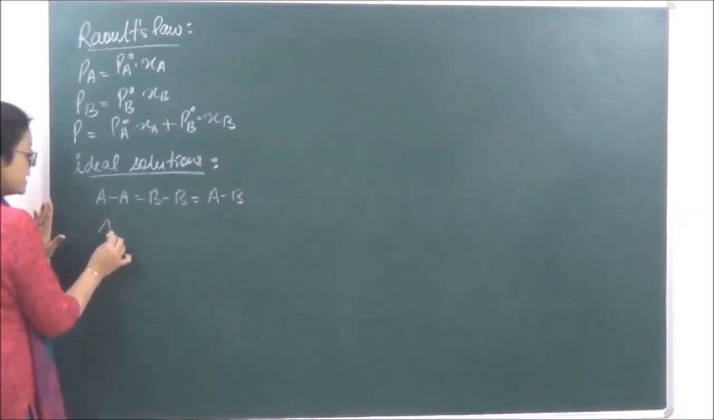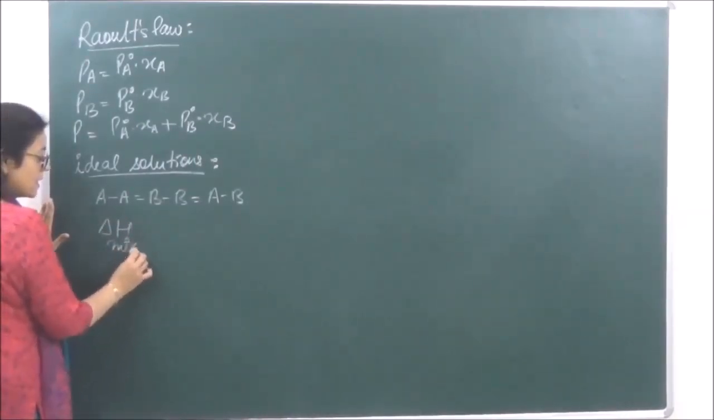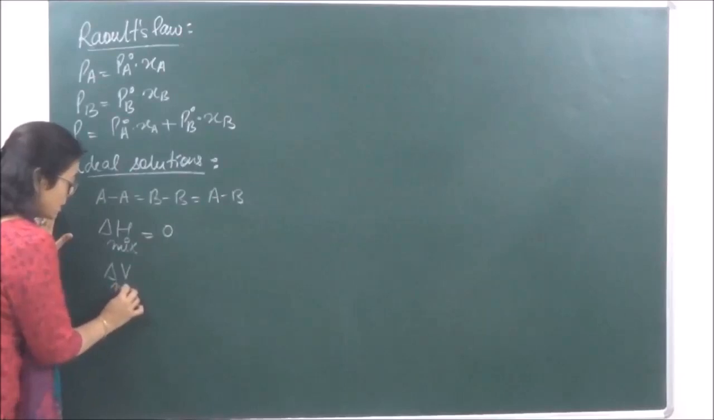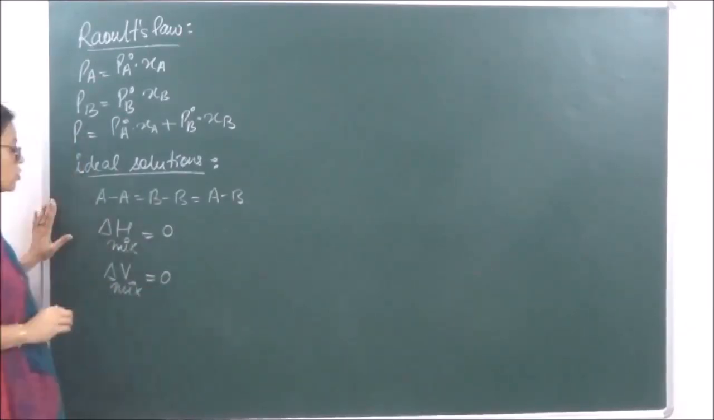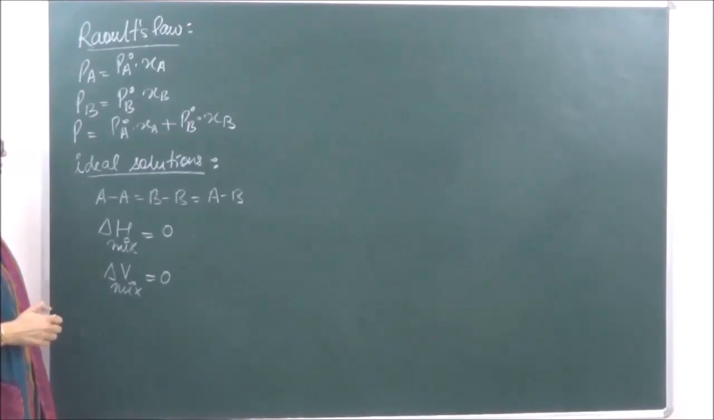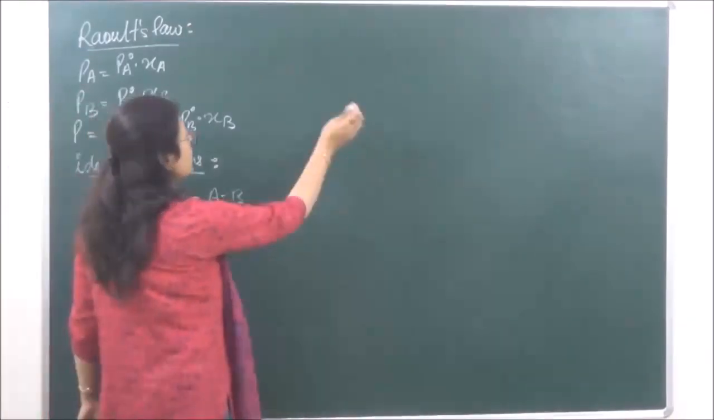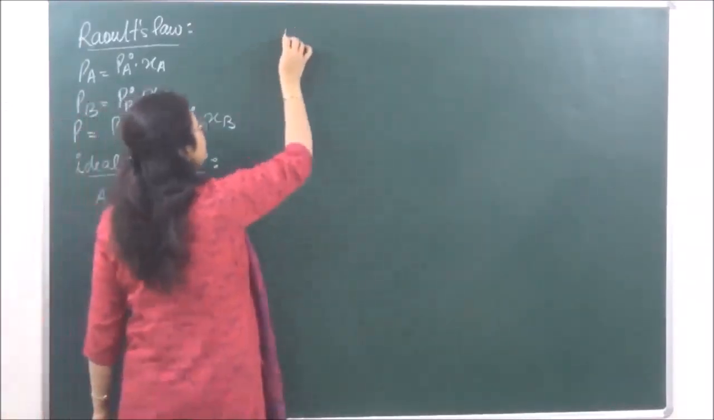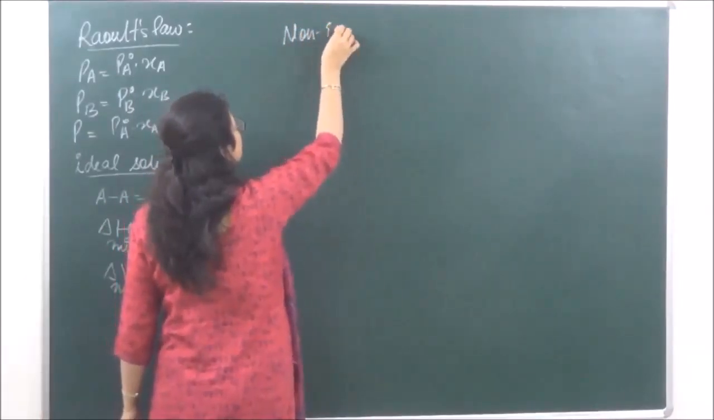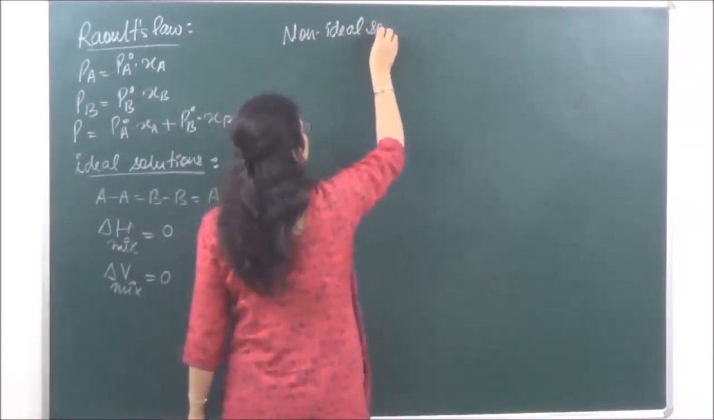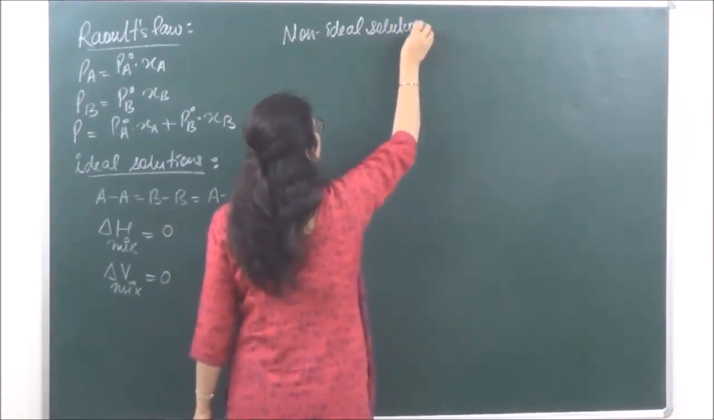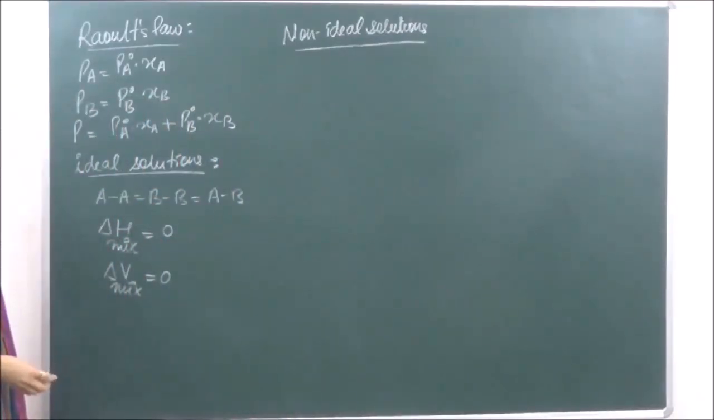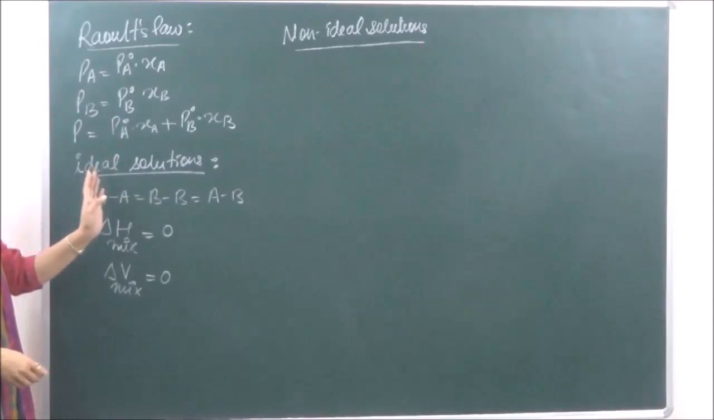And we also said that delta H mixing in this case is equal to 0, and delta V mixing also in this case is going to be equal to 0. Okay, then we have another kind of solutions which show deviations from Raoult's law. They are known as non-ideal solutions. Non-ideal solutions are those solutions which do not obey Raoult's law.